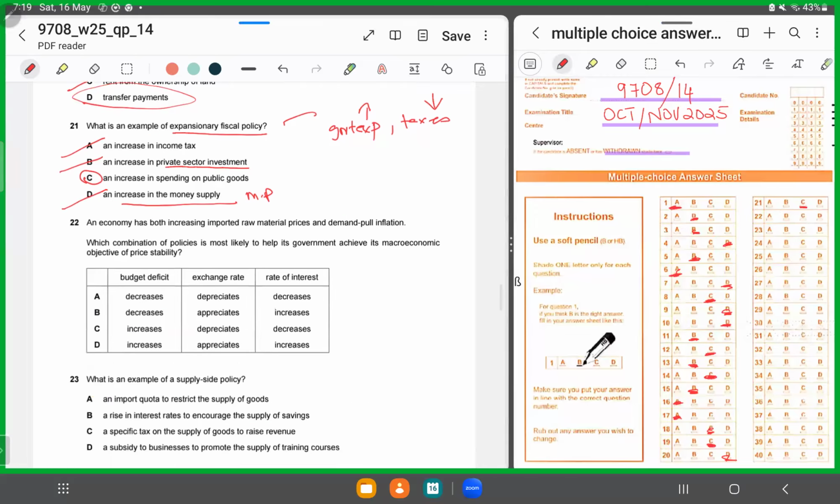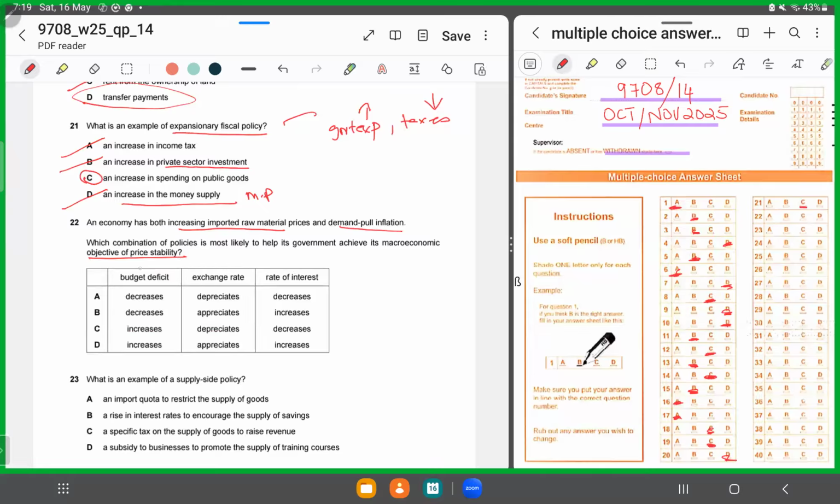Moving forward, MCQ number 22. An economy has both increasing imported raw material price and demand pull inflation. So now the imported price of the raw material is increasing, and as a result, demand pull inflation is also increasing. That means too much money chasing too few goods. Which combination of policies will help government achieve its macroeconomic aim of price stability? That means it helps control inflation. Now, what does it want to do? It wants to curb demand pull inflation, and it wants to stop the raw material price from increasing.